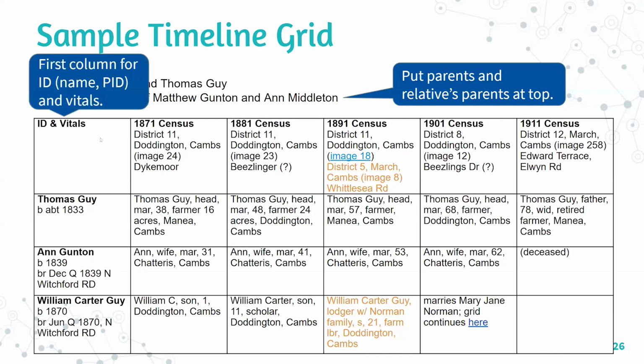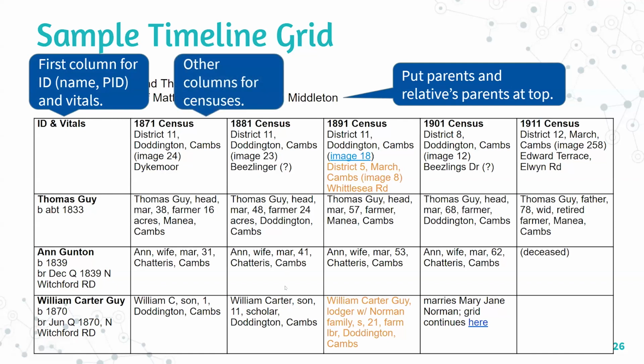In the first column, we put any kind of ID like a FamilySearch PID and vitals, birth, marriage, and death. And then in the other columns, we put information that we find in the census. Can you see how this is providing a picture of the family, a complete picture? They actually had more kids, they just don't fit on the screen. But we can see when they were born, when they moved out of the house, and in this case, when they married. So each person gets their own row.